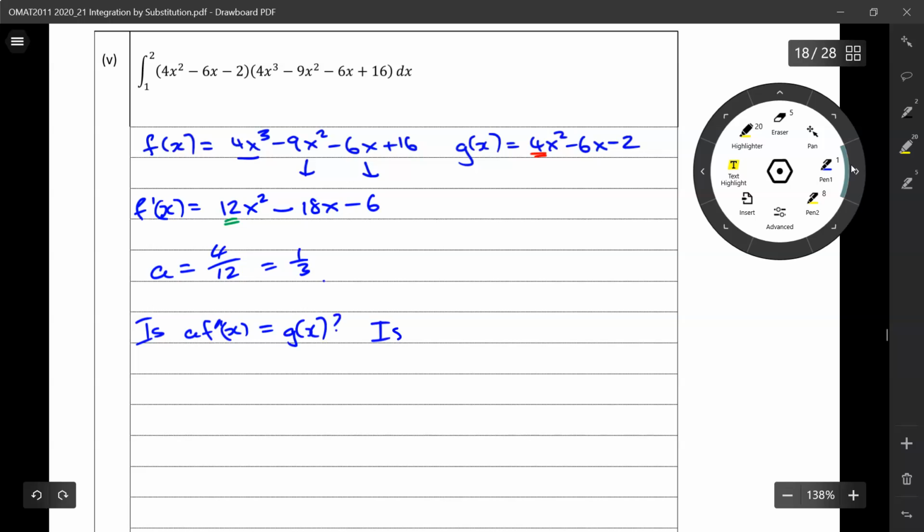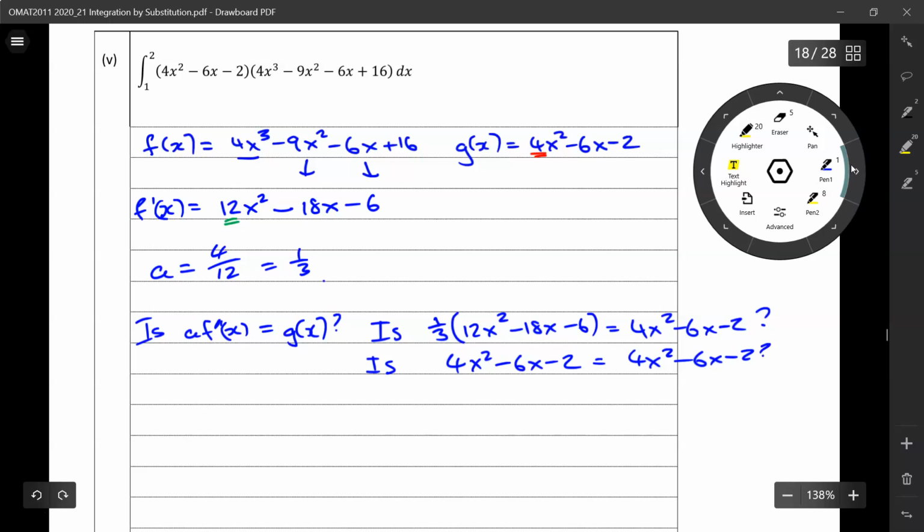So is 1/3 times f at x, which is 12x squared minus 18x minus 6, equal to 4x squared minus 6x minus 2? Well, let's multiply it out and see. 12 divided by 3 is 4, 18 divided by 3 is 6, and minus 6 divided by 3 is minus 2. And that is equal to g at x, as you can see here. So the answer is yes. That means we can use our formula.